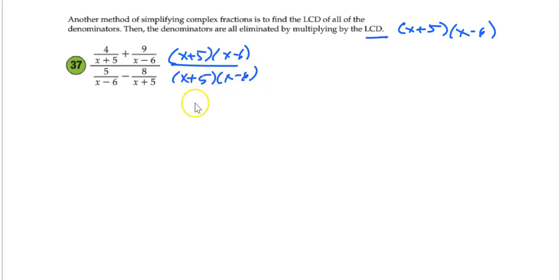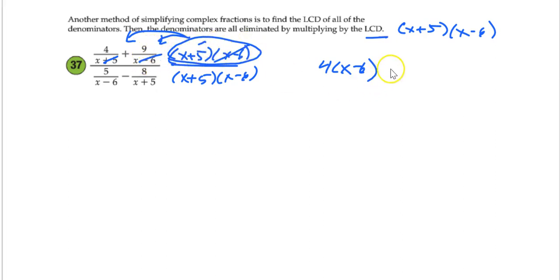Right, it's a fraction that's 1, so you can multiply a fraction by any one all you want. And we're going to distribute this. Now remember, we're doing it to both of them. This top one here, the x plus 5s would cancel. And you just get 4 times x minus 6. The one right here, the x minus 6s would cancel. And you get 9 times x plus 5.